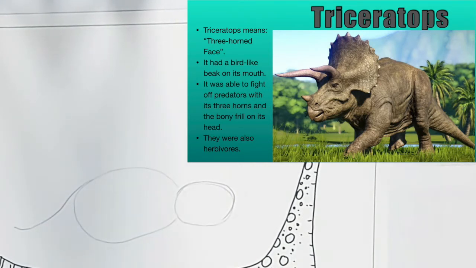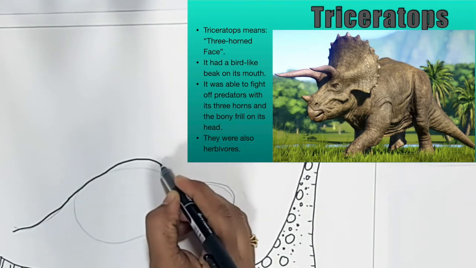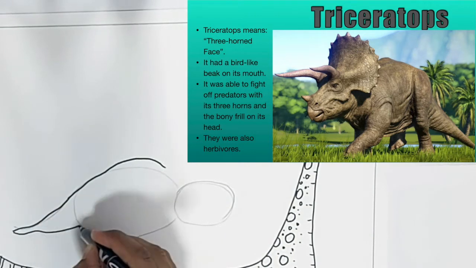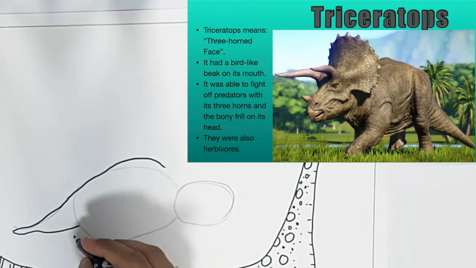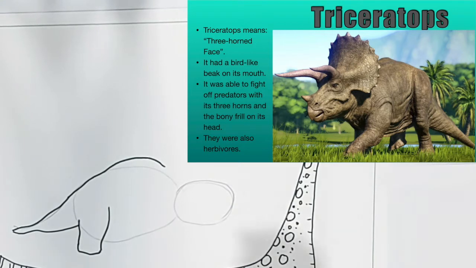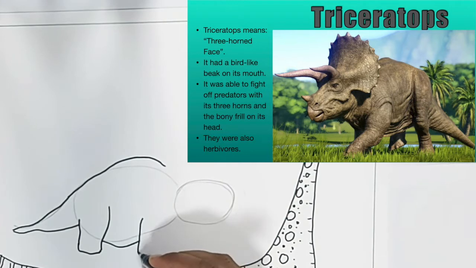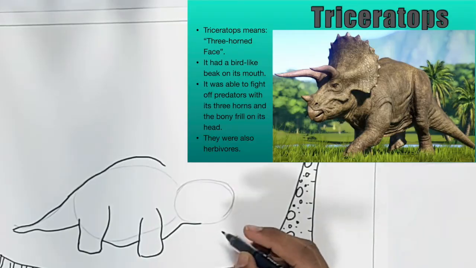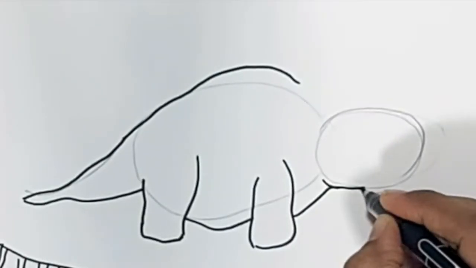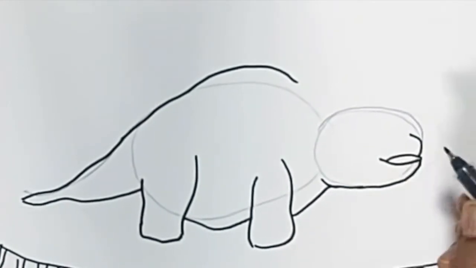Triceratops means three-horned face. So as you can see in the picture, this dinosaur has got three horns on its head, and the mouth is bird-like, like a beak, and its ears are also very fancy, fan-like, which is a characteristic feature for this dinosaur. It was able to fight off the predators with its three horns and the bony frill on its head. These dinosaurs were also herbivores, so the mouth is almost toothless, but yes, the horns are used to fight the predators off.